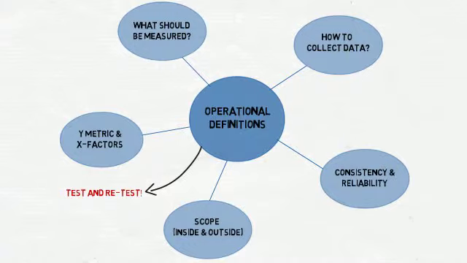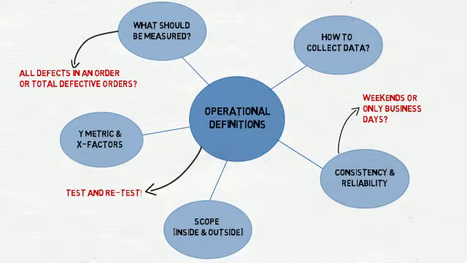For example, your team may need to decide if cycle time includes weekends or only business days. How will you be consistent in collecting this data? Should you count all the defects in a purchase order or just the total number of defective purchase orders? Each of these cases would require very different approaches to gathering data and would generate different sigma levels.